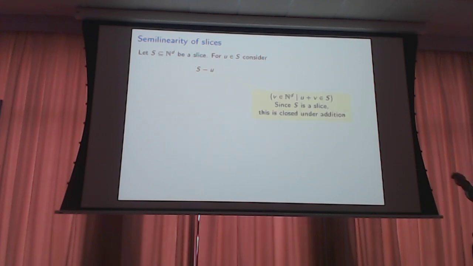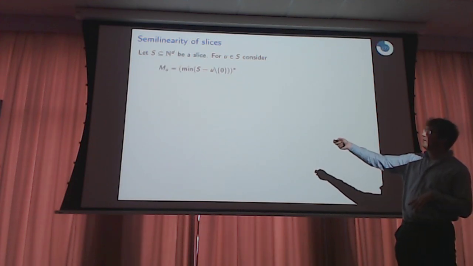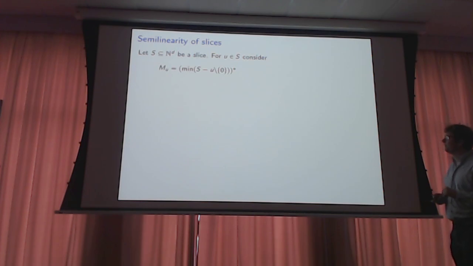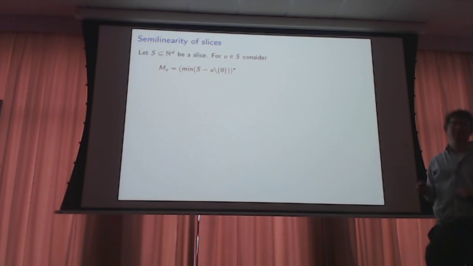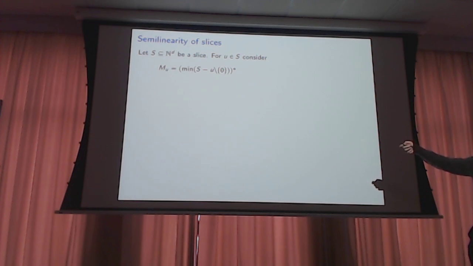Right? But we're not looking very much at this monoid, but we look at the monoid generated by its minimal elements. So we take the set S minus U, we take out 0, because otherwise it would be the only minimal element. And then take all the minimal elements of this set, and take the monoid generated by all these minimal elements. The nice thing about looking at this M_U instead of S minus U is that this is obviously semilinear. Because there are finitely many minimal elements, so this is already semilinear. So in other words, we take all the sums of minimal elements of the set.